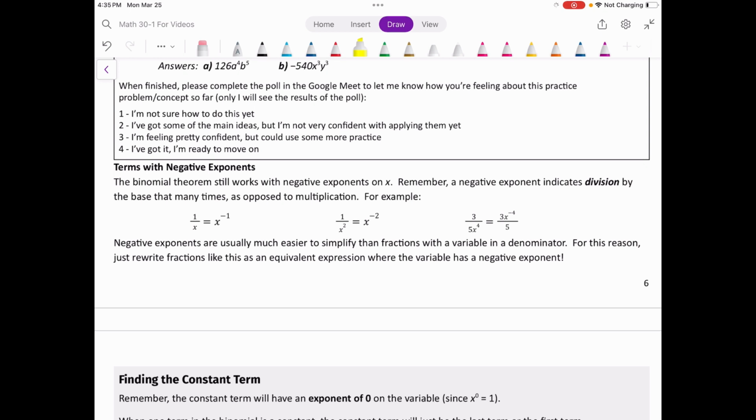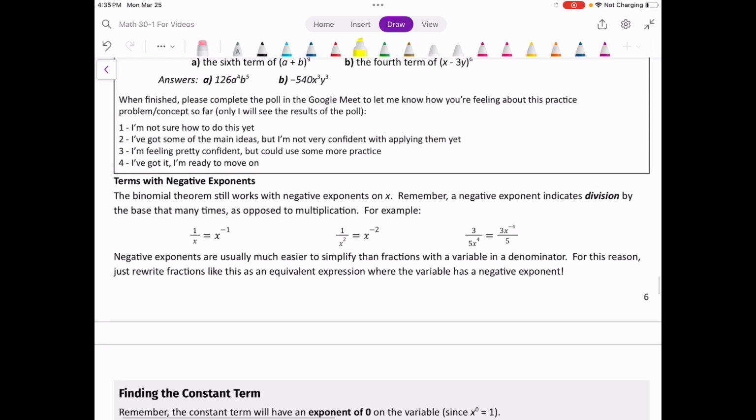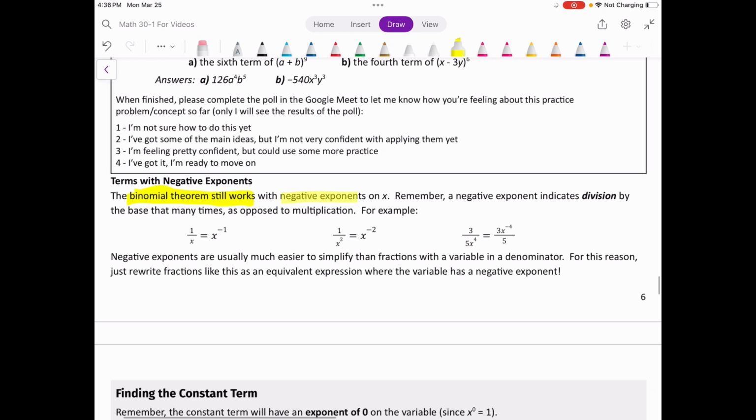Sometimes your binomial might involve a fraction where the variable is in the denominator. The binomial theorem still works. We don't have to change anything about how we think about it. It's just that we now have a negative exponent, because remember, a negative exponent indicates division by the base that many times as opposed to multiplication. So for example, x to the power of 1 would just be x.